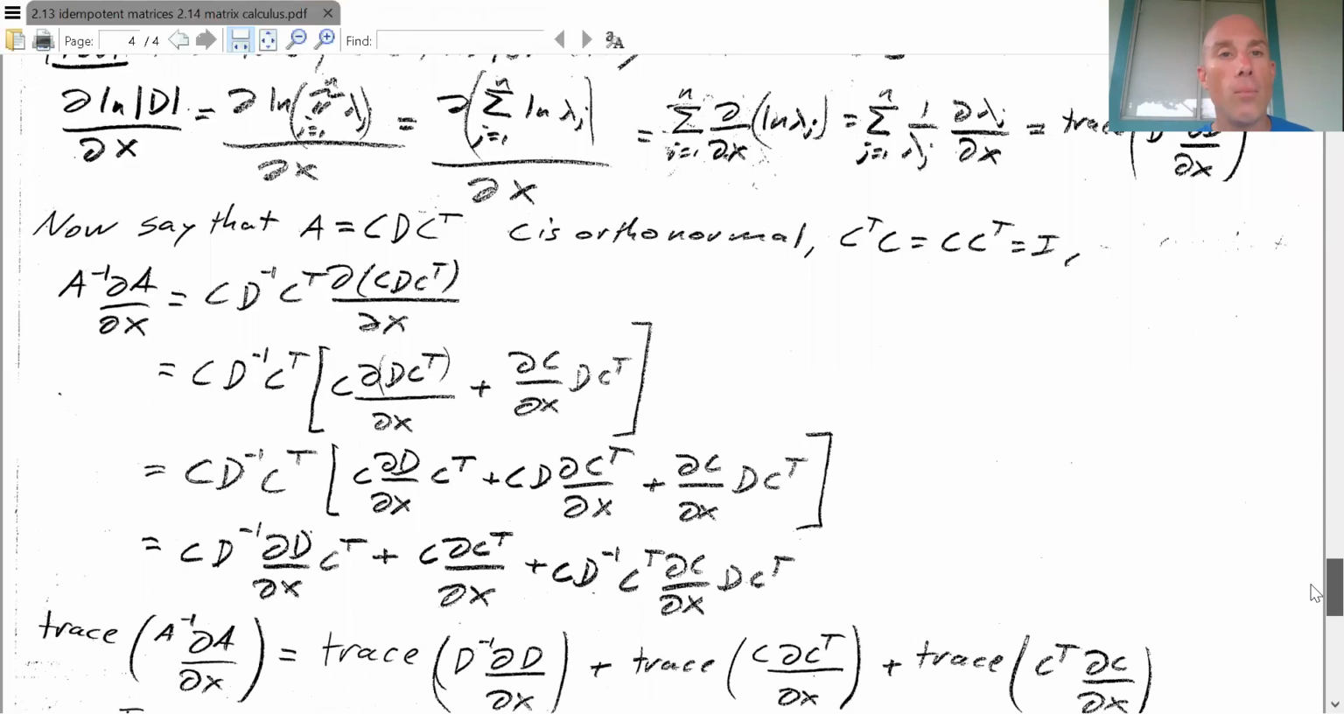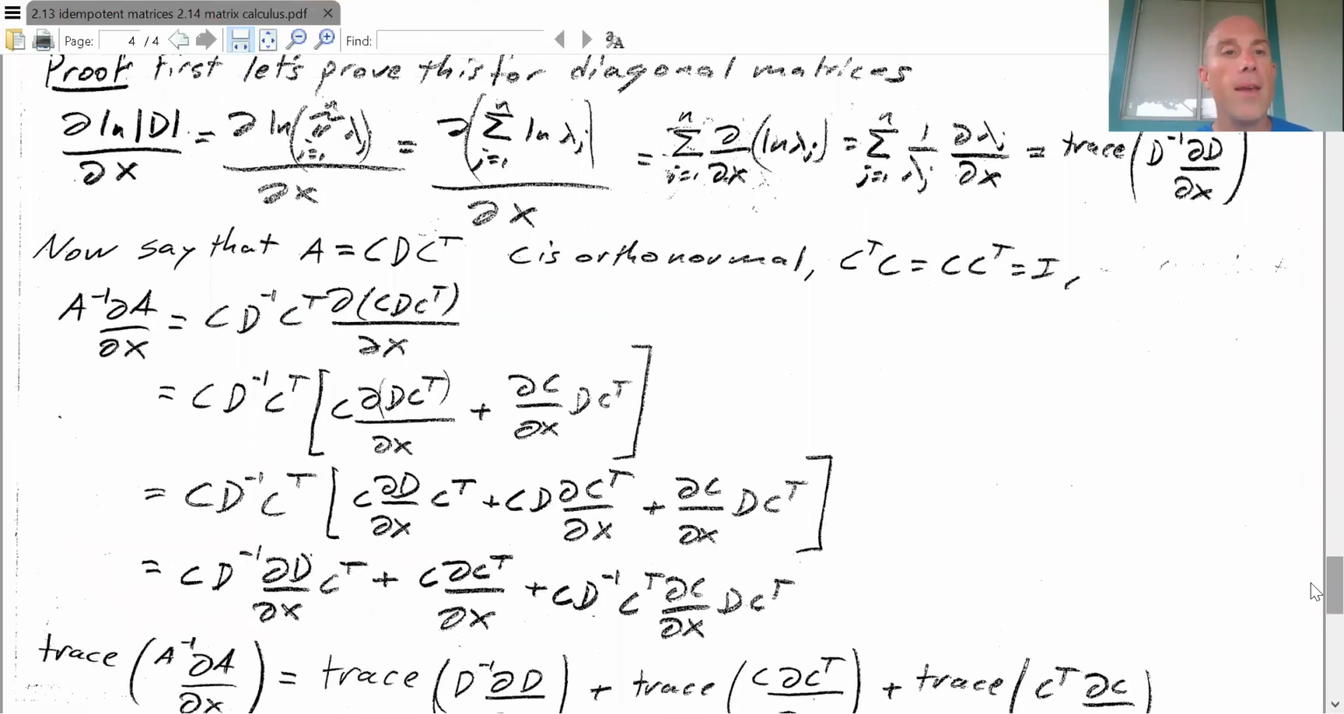All right, so what we're going to do, we're going to go ahead and say that A is equal to C times a diagonal matrix D times C transpose, the transpose of the conjugating matrix, and C is orthonormal. So that means that C transpose C is equal to the identity, and C times C transpose is equal to the identity. Okay, so if I think about A inverse times the derivative of A, all I'm doing is I take this C D C transpose, and I insert that for A. Boom and boom. Now I'm going to use that product rule that we just showed how to derive a few moments ago.